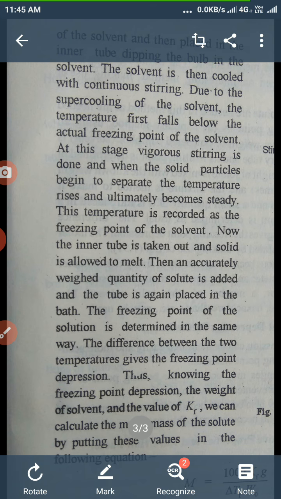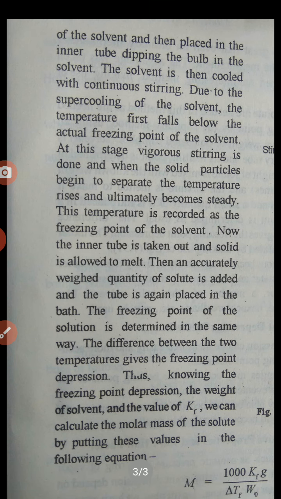M is equal to 1000 Kf G by delta Tf W0, where Kf is cryoscopic constant of the solvent, G is the mass of solute dissolved in W0 gram of solvent, and delta Tf is the experimental depression in freezing point. This way we can calculate the molar mass of a non-volatile solute.